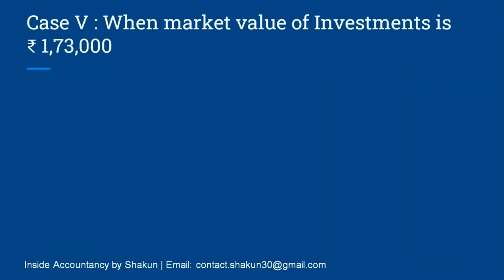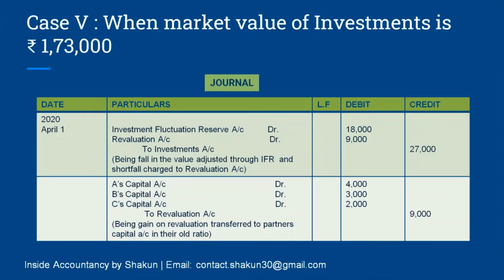Moving on to the last case, when the market value of investment is 1,73,000. In this case, there is a decrease in the value of investment. The book value was 2 lakh and the market value is 1,73,000. So 27,000 is the decrease in the value of investment, but the decrease is more than the IFR available. IFR was only 18,000 and the decrease is 27,000. So in this case, IFR will be written off with 18,000. The decrease in investment will be credited with 27,000, and the balancing figure, the amount which we cannot cover from the reserve, will be transferred to the revaluation account. And this loss in the revaluation account will be distributed between the partners in their profit sharing ratio. As soon as we see the revaluation account, it has to be written off between the partners.